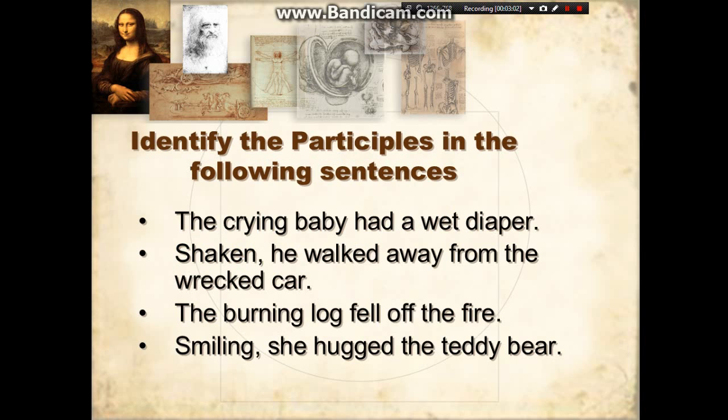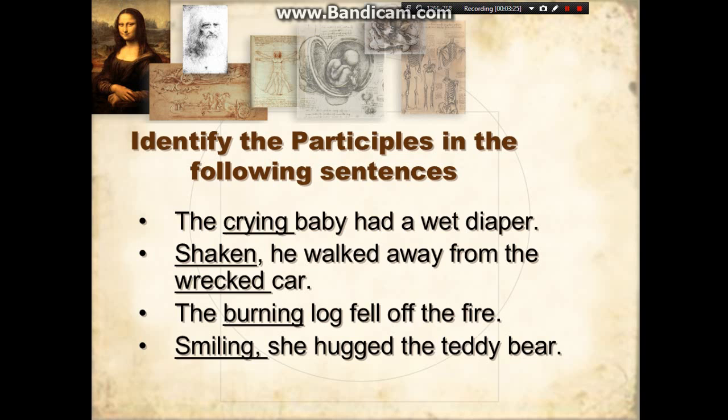On the bottom part of your flap, I would like you to write these 4 sentences. The crying baby had a wet diaper. Shaken, he walked away from the wrecked car. The burning log fell off the fire. And smiling, she hugged the teddy bear. Please write those down on the bottom half of your flap and see if you can find the participle. Take a minute, do it, try it. Don't just look at the answer.